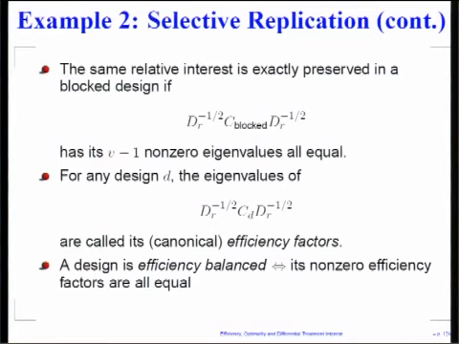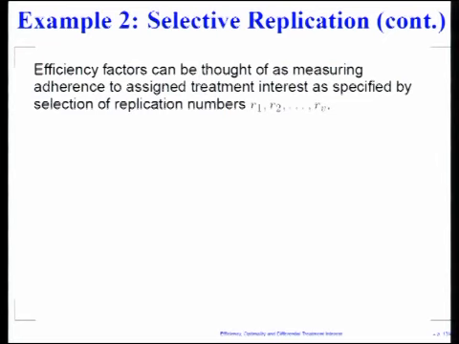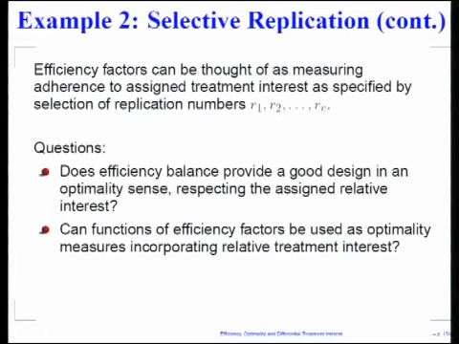Okay? So one of the points of all this is that efficiency factors can be thought of as measuring adherence to assigned treatment interest as specified by selection of the replication numbers R1, R2, up through Rv. Now, I'm not saying that's the only thing they do. Everybody here knows they do other things as well. But that's one way of thinking of efficiency factors. And I think that raises a couple of interesting questions.